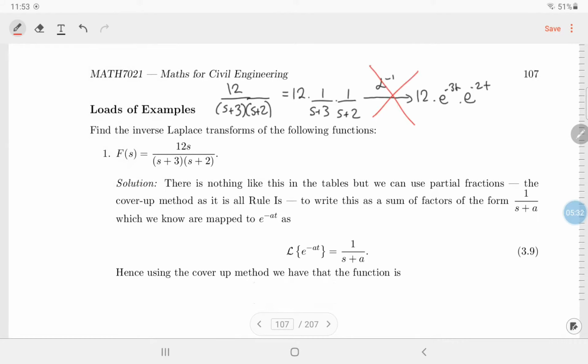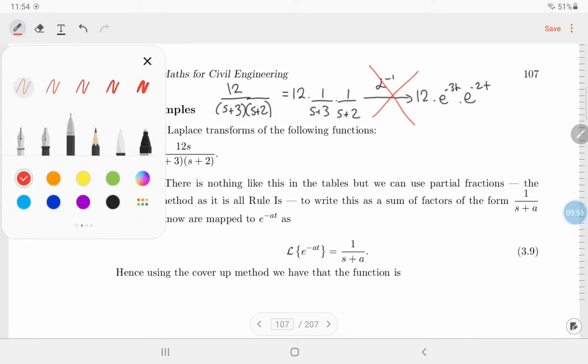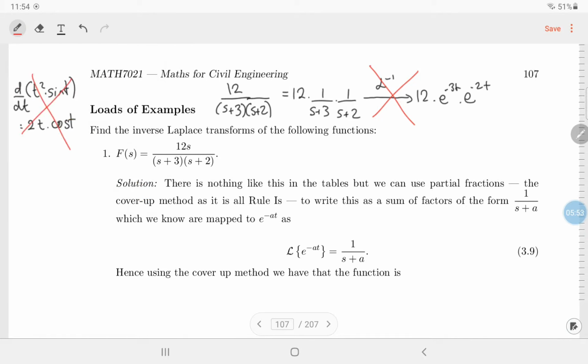That does not work. And I mean, the easiest analogy for you is to think about differentiation. Is it the case that the derivative of t squared sine t is equal to the derivative of t squared times the derivative of sine? The answer is no. There's a product rule. That's also wrong. So it's a similar story here. There's no reason, if it was like this, the Laplace transform would be called multiplicative, but it's not.